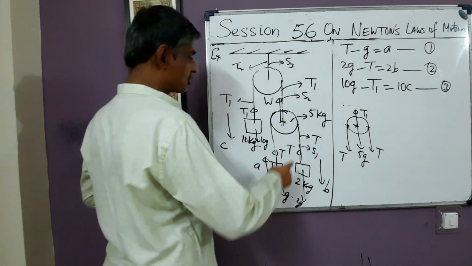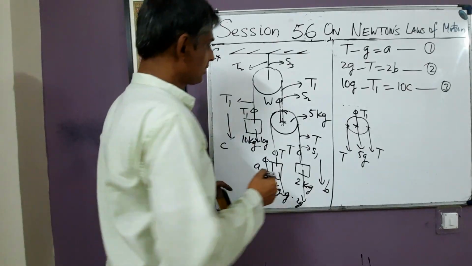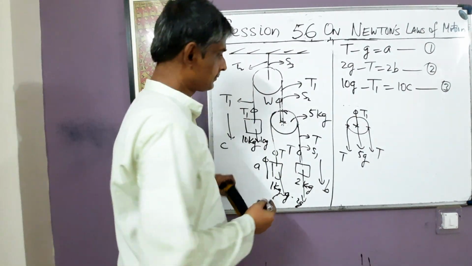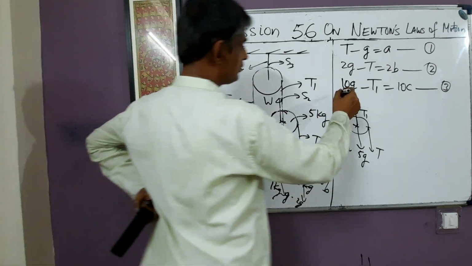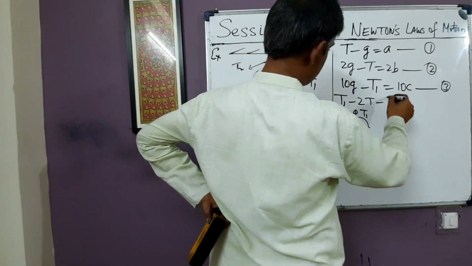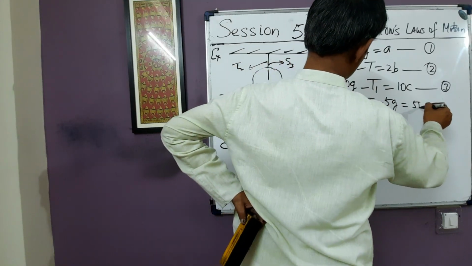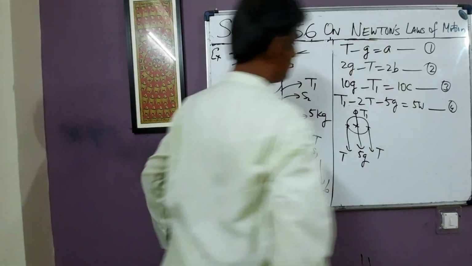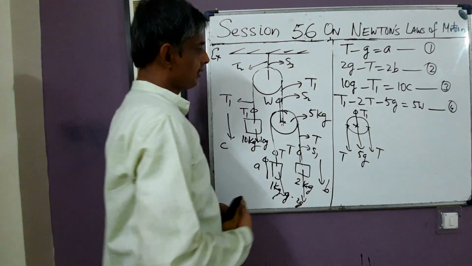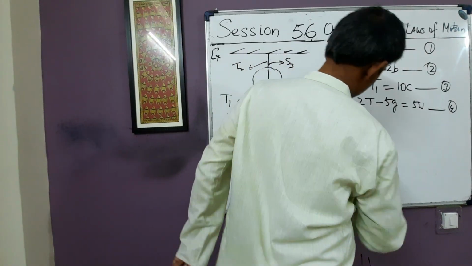Now write down Newton's law equation for pulley in upward direction. This I have shown arbitrarily in upward direction. Okay. So what will we write? T1 minus 2T minus 5G equal to 5W. Fourth equation.